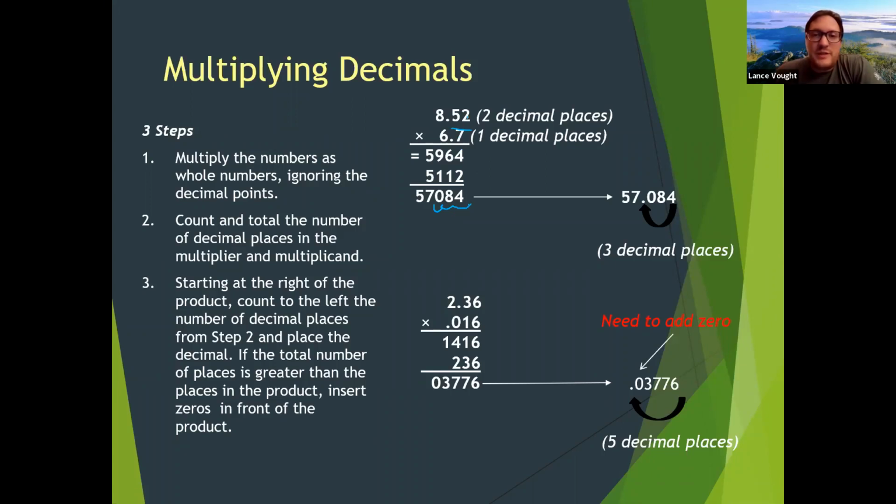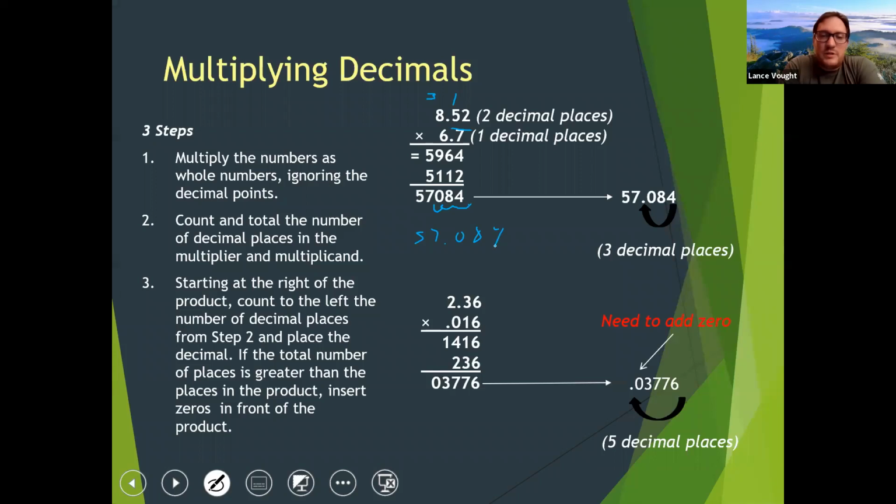So for multiplying, you do 7 times 2, which is 14. 4, carry the 1. 7 times 5 is 35, plus 1 is 36, carry the 3. 7 times 8 is 56, plus 3 is 59. Cool. 6 times 2 is 12, carry the 1. 6 times 5 is 30, carry the 3. 6 times 8 is 48, plus 3 is 51. And then you have 3 decimal places, so you go over 3 spots and you're left with 57.084.